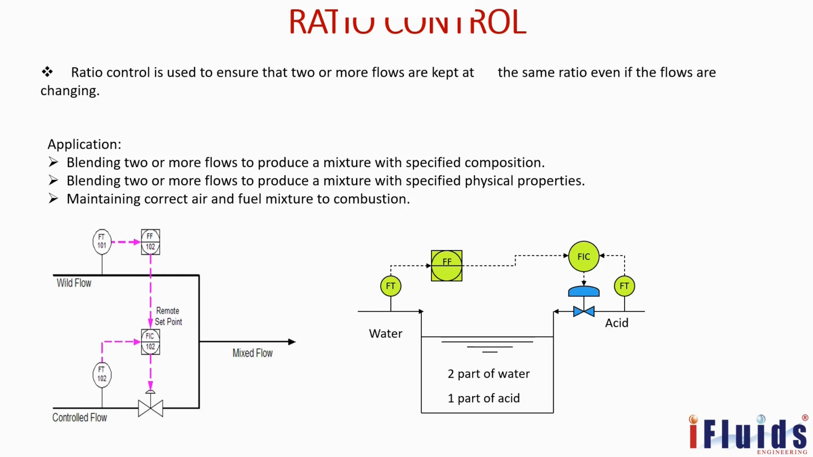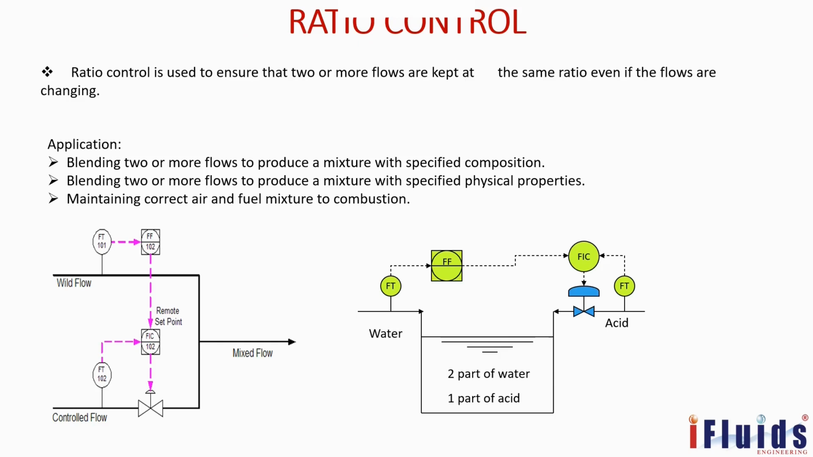Ratio control is used to ensure that two or more flows are kept at the same ratio even if the flows are changing. Applications: blending two or more flows to produce a mixture with a specific composition; blending two or more flows to produce a mixture with specified physical properties; maintaining the correct air and fuel mixture in combustion. In a boiler or combustion heaters, if we have to keep one ratio of fuel and two ratio of air, then this ratio control will be utilized.